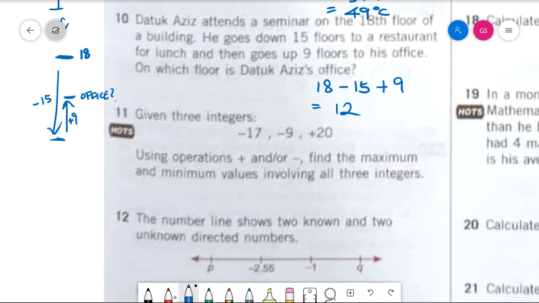Given 3 integers, negative 17, negative 9, plus 20, using operations plus and or minus, find the maximum and minimum values involving all 3 integers. That means they want you to find the maximum and the minimum that will involve all 3. So what we know is, for maximum, we want the number to be big. For minimum, we want the number to be small. What do you do when you want the number to be big? Plus. Plus until the end of the world, you will get a big number. What if you want the number to be small? Minus. Minus until the end of the world, you will get the smallest number ever.